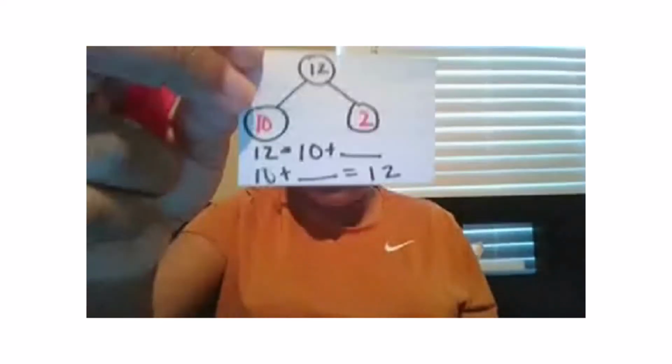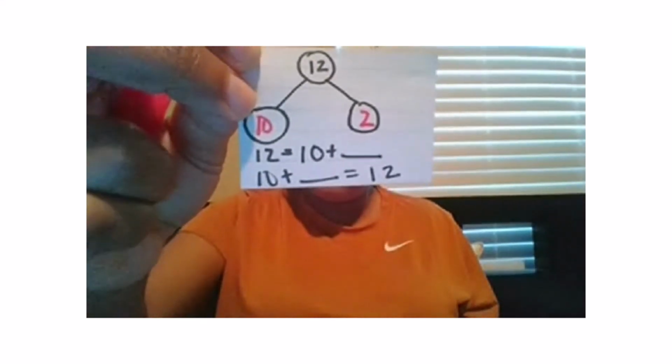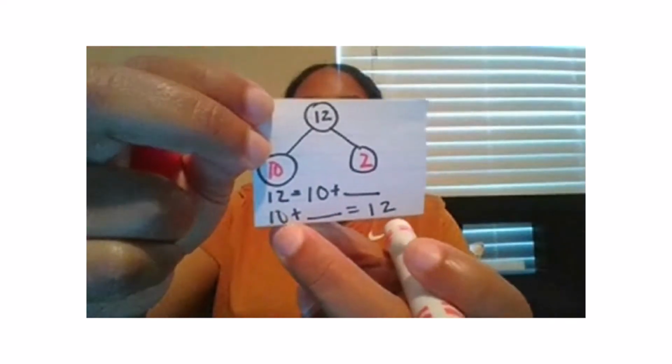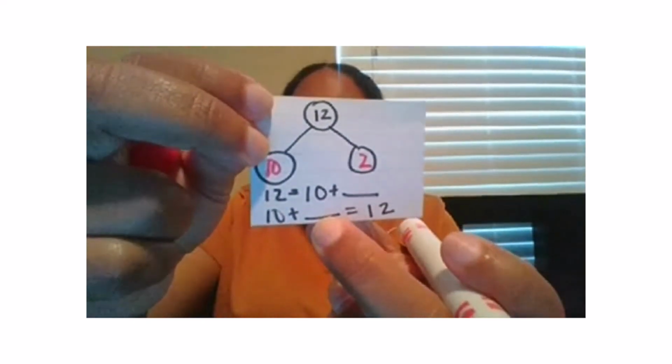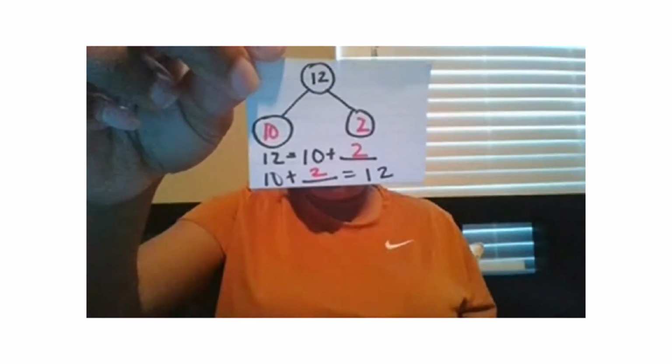Great job. So with that, now I need to look at the number sentence. So 12 is 10 plus what? 2. Great job. And then 10 plus what? 2 is 12. Great job, friends. Alrighty, so I'm going to plug these numbers in. So this would be my number bond, all right?